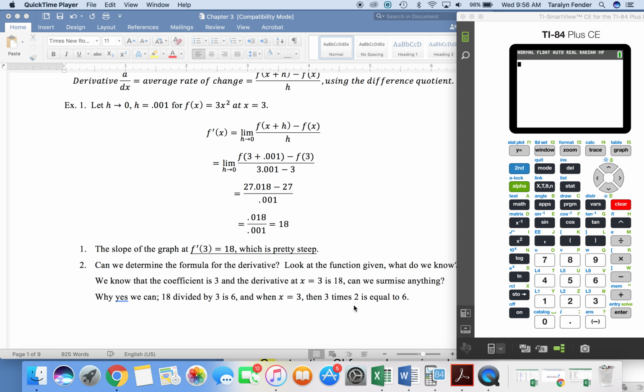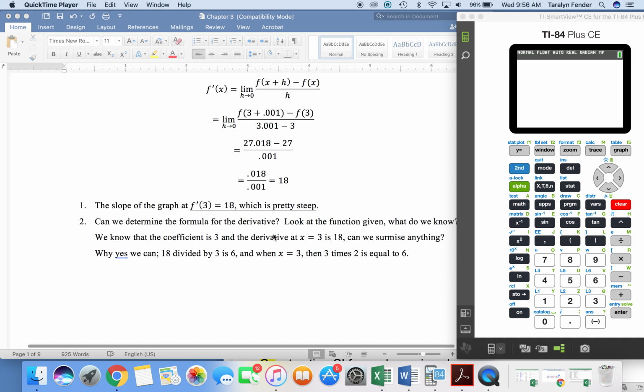So let's look at the function. What do we know? We know that the coefficient is 3, and the derivative of 3x squared at x is 3 is 18. So can we surmise anything about this? Well, 18 divided by 3 is 6, so we know that when x is equal to 3, then 3 times 2 is equal to 6, so 6 times 3 is 18. So that will help us.